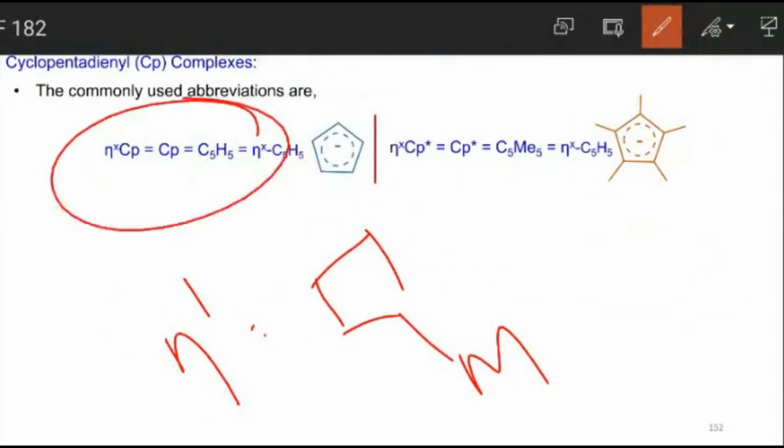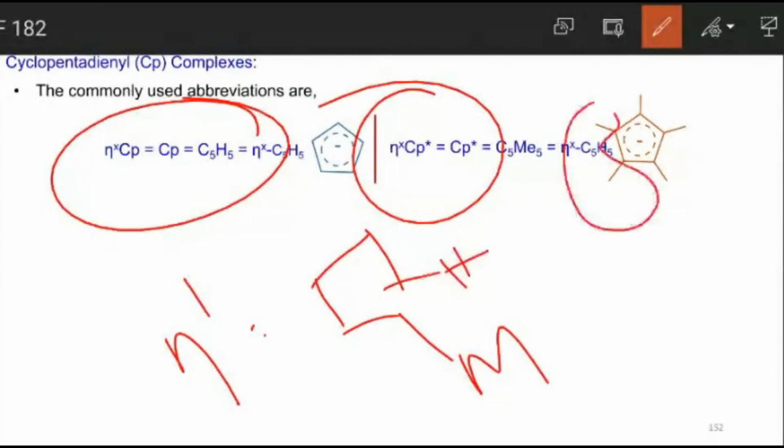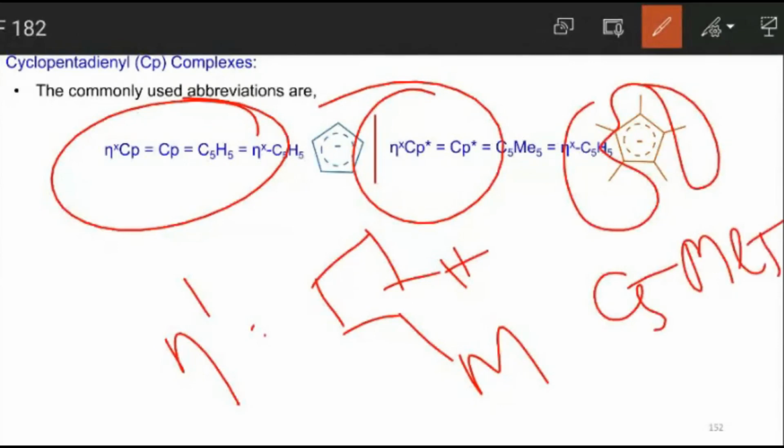It is the same with Cp star. What is the difference between Cp and Cp star? All the hydrogen atoms are now replaced with methyl groups. Look here, this is C5Me5, and here it is C5H5. That's all.